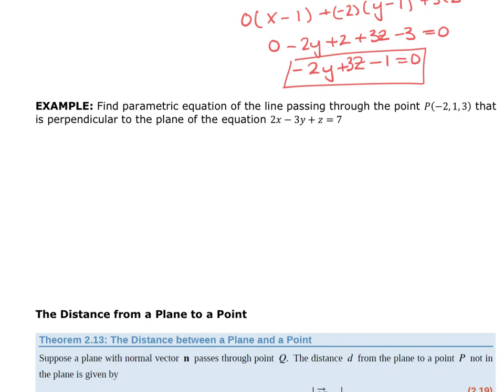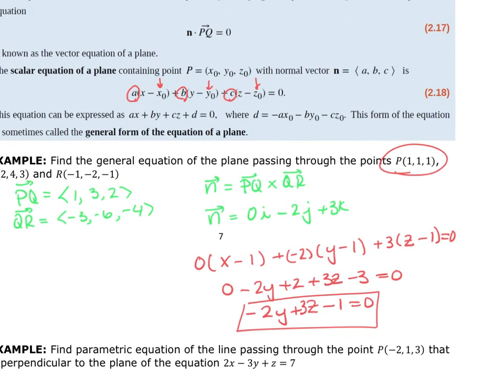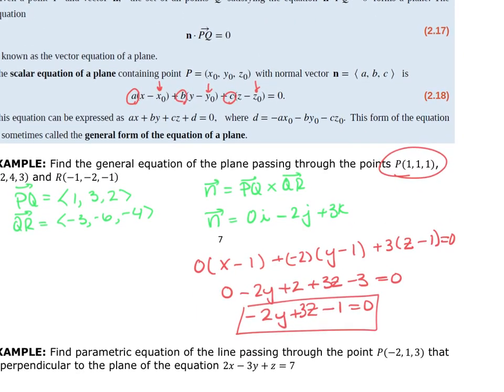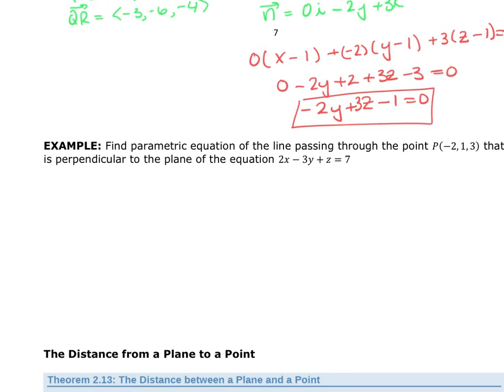I'm going to find the parametric equation of the line that passes through this point and that is perpendicular to the plane of the equation given to me as 2x minus 3y plus z is equal to 7. We know from our previous sections that if we pull off the coefficients, 2, negative 3, and 1, that'll give us our normal vector. And in fact, we get it from here as well. The normal vector is the coefficients. So a vector normal to this plane, n, is going to be 2, negative 3, and 1. So that is my normal vector.